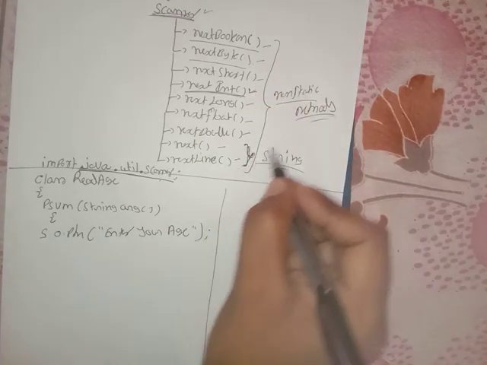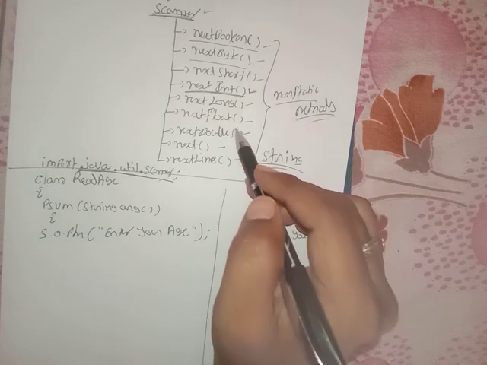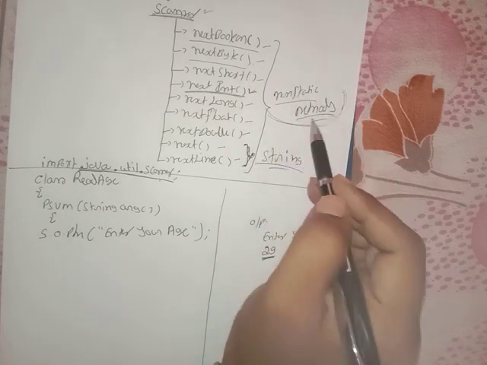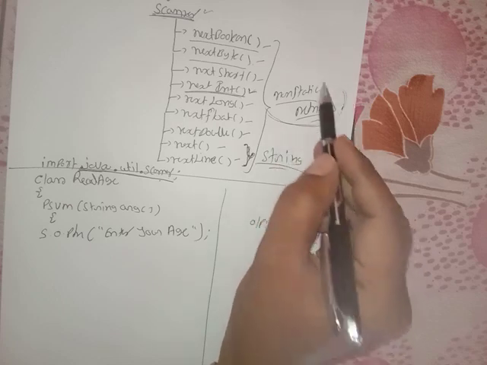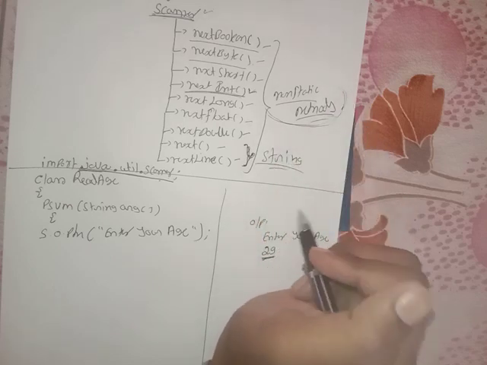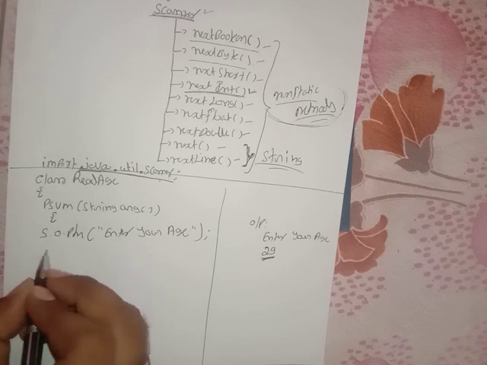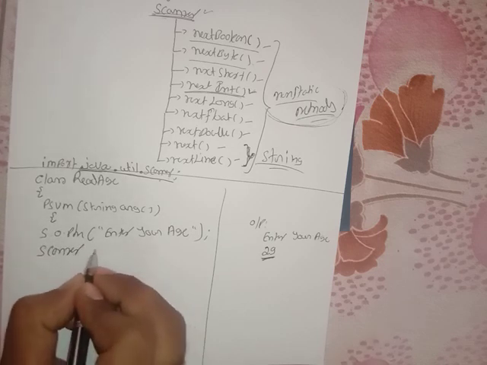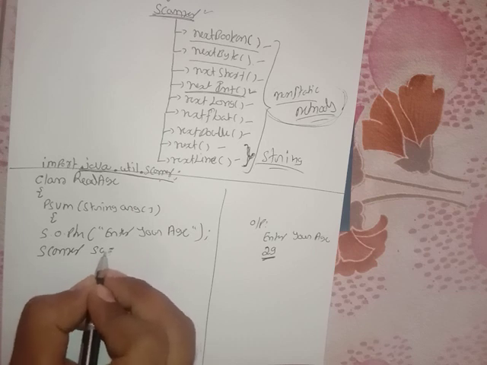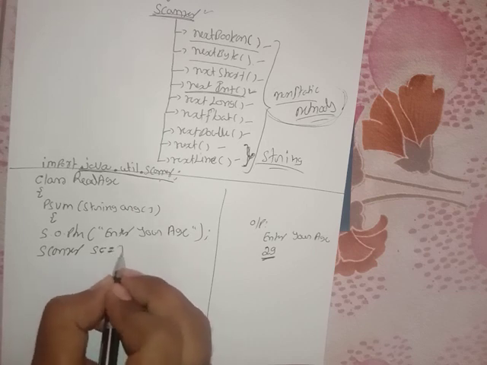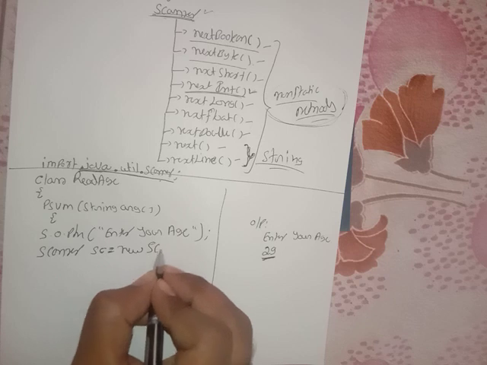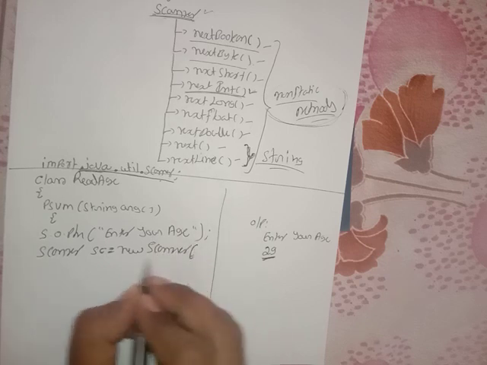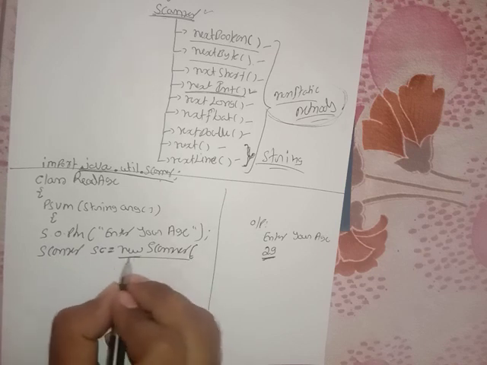These are all the methods present inside which class? Scanner class. Any class non-static method, if you want to call, first you have to create an object. How to create an object for Scanner class? Scanner sc equal to new Scanner. Okay, new is a keyword, new Scanner.